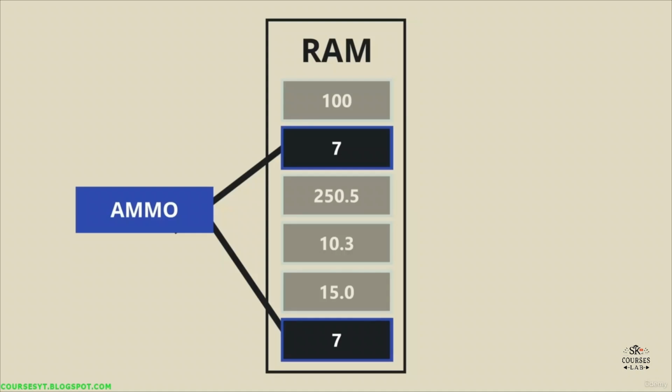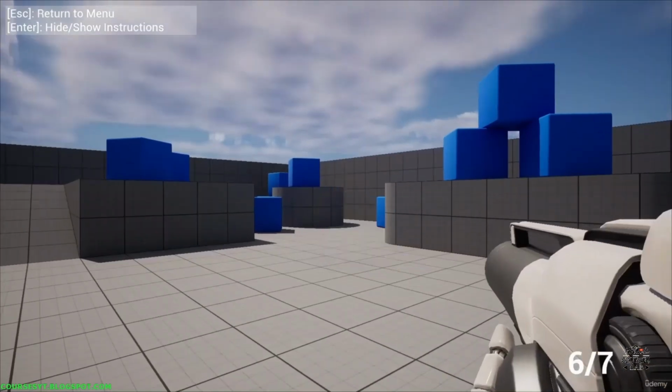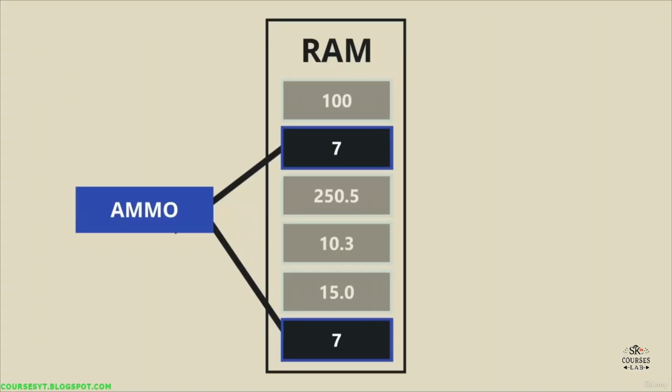To find out which one is correct, we'll have to do a bit of investigative work. What we're going to do is shoot around within the game, which will change the value of the ammo. Once we do so, we'll go back into the RAM and we'll see that one of these 2 boxes has now changed to 6. The other box still holds the number 7. This means that the box at the top is the correct box. This is because it reflected the changes that we made to the ammo. The other box can be completely ignored.